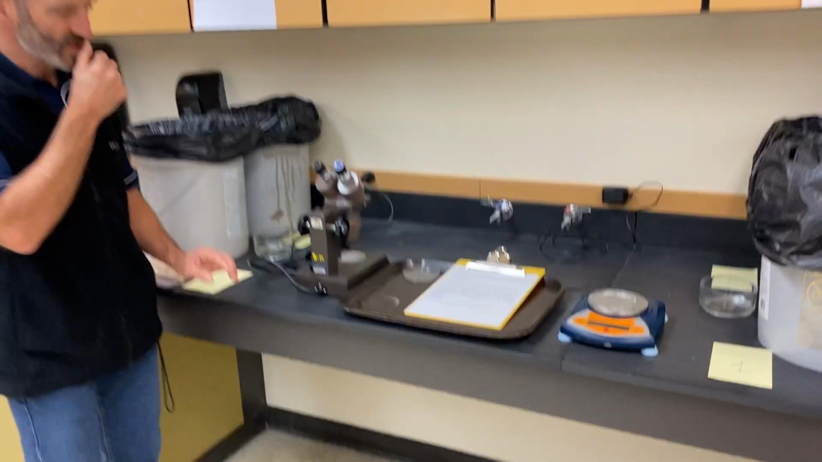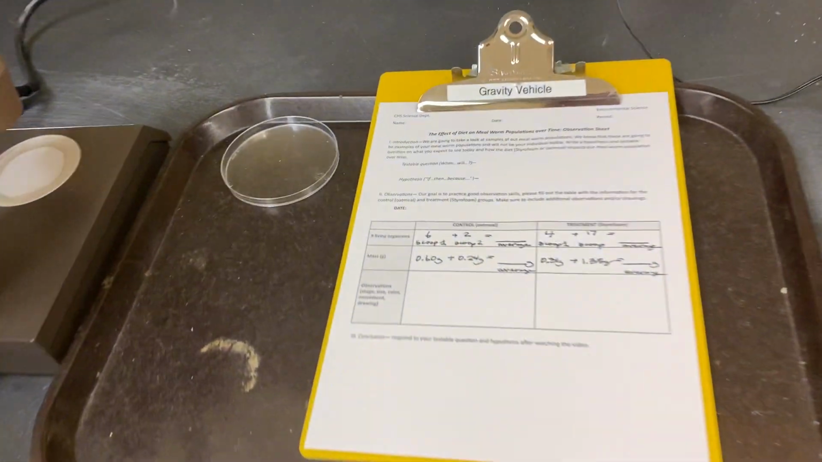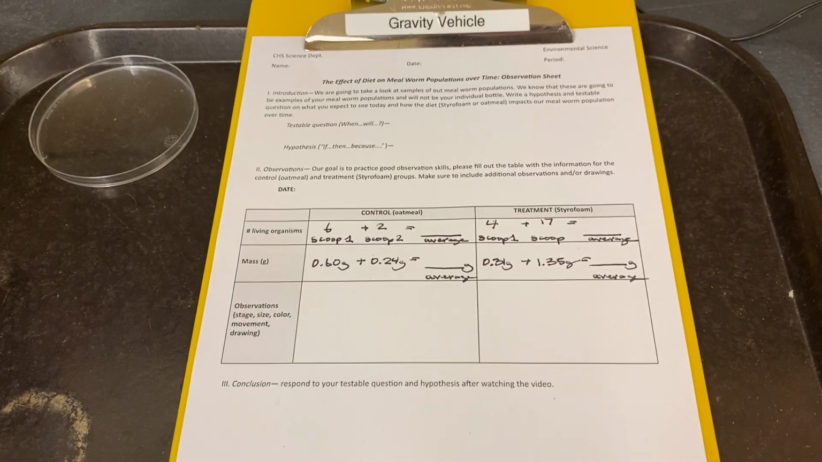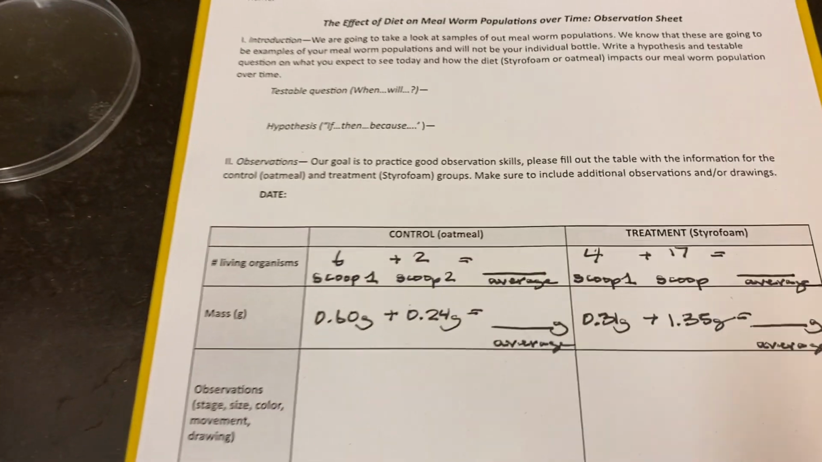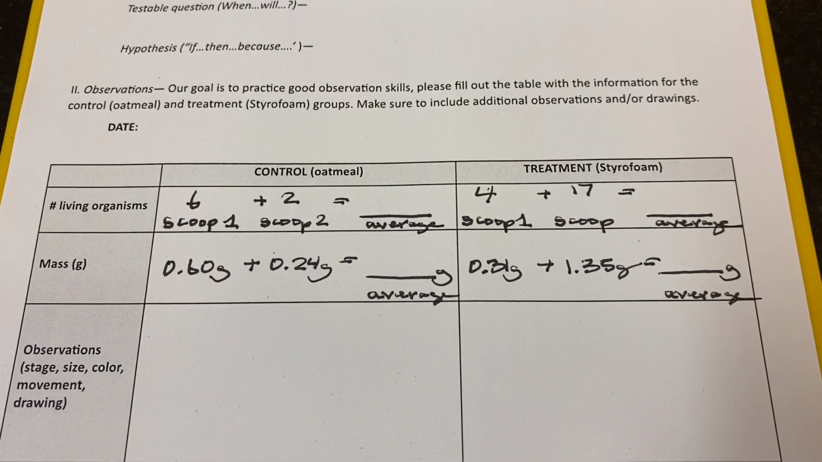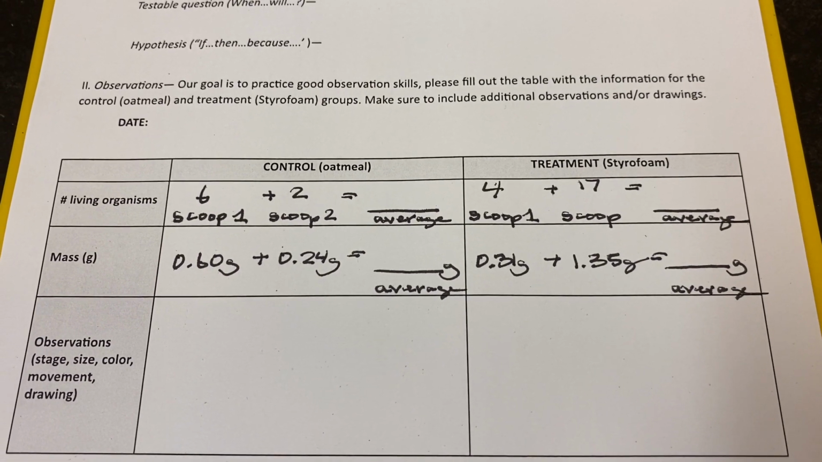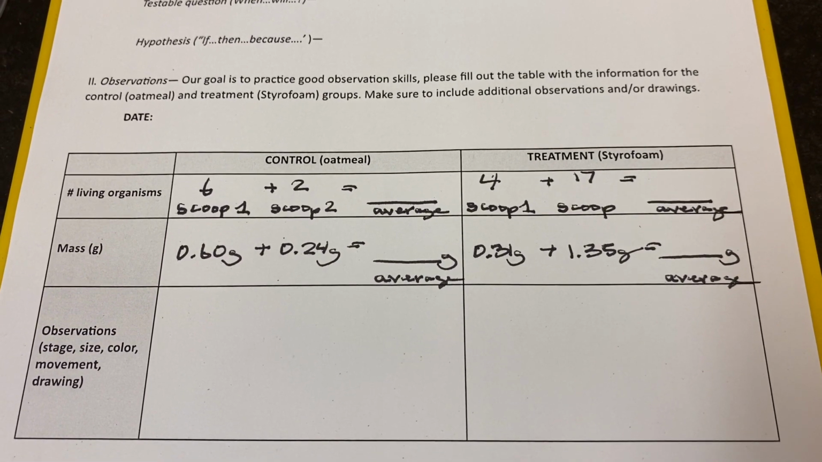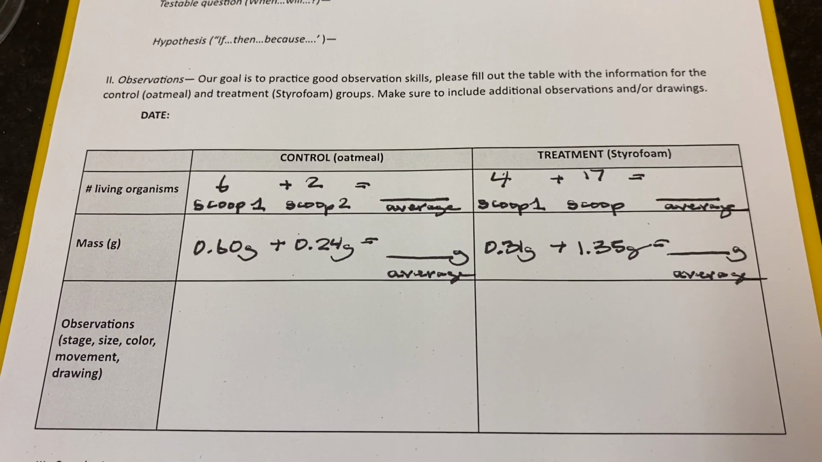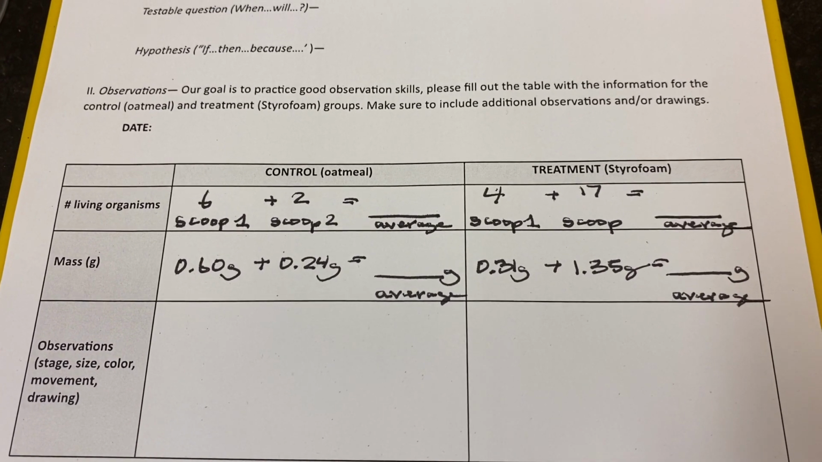So what we do, if you take a look at the data sheet, is that we have on the data sheet for November the 25th that there was in the control group from scoop 1, 6 mealworms. In scoop 2, there was 2. You need to determine the average number of mealworms for the control colony for this date.